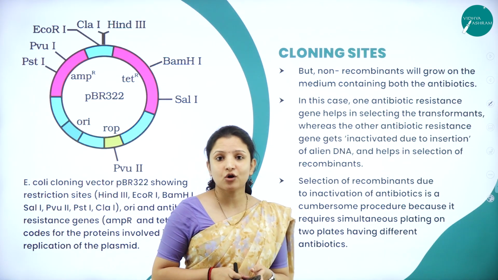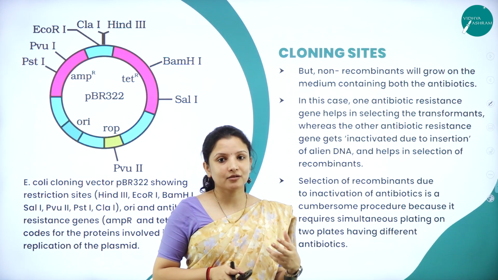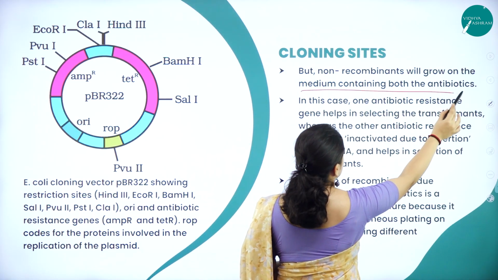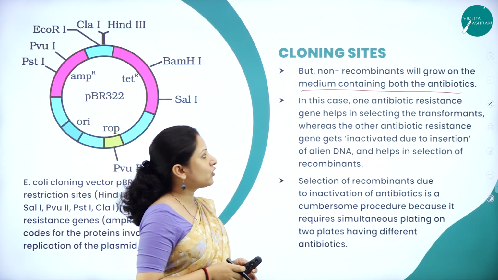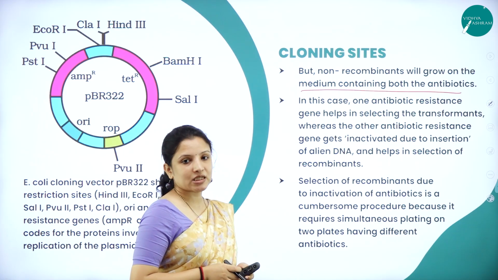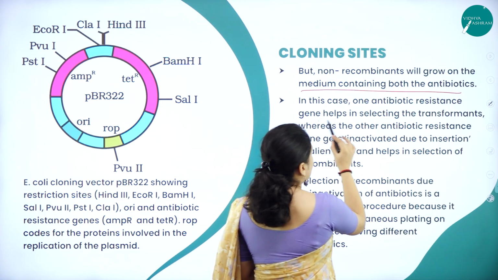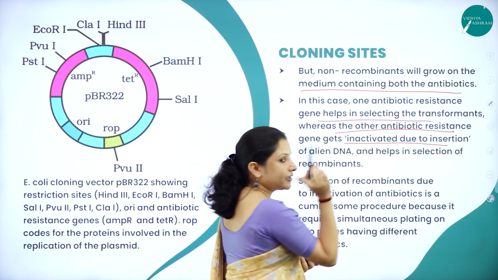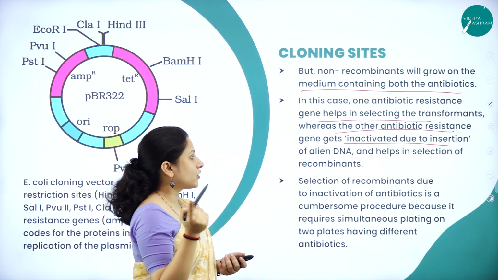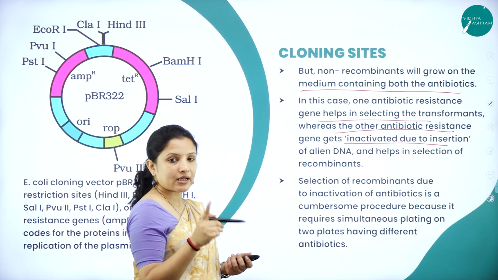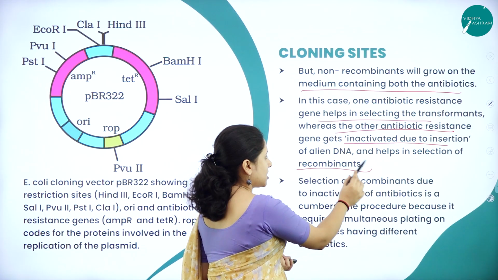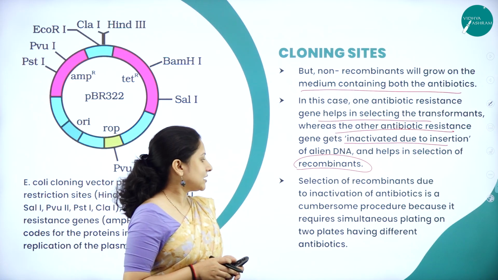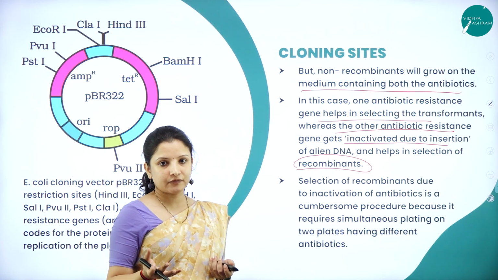So this is a very vast topic and it is quite interesting if you understand the concept very well. The non-recombinants will grow on the medium containing both the antibiotics, and in this case, one antibiotic resistance gene helps in selecting the transformants, whereas the other antibiotic resistance gene will be inactivated. Why did it get inactivated? Due to the insertion of the foreign DNA or the alien DNA. That inactivated gene will be helpful in selecting the recombinant. So in an easy way, how it is done, I've already told you about it. After selecting the recombinants, those will be transferred into the plant.